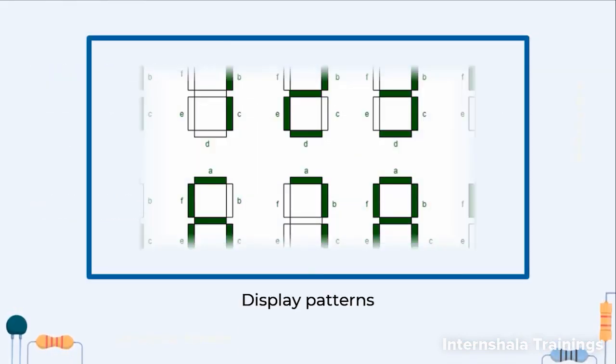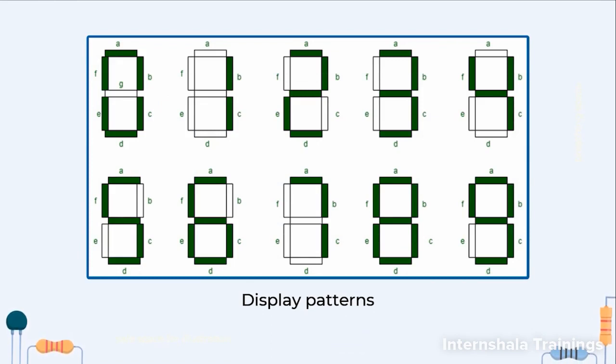But before that, let us have a look at the display patterns that can be generated using the 7 segment display. You can see that there are 7 LEDs, and if I switch on a few of them, we can generate numbers like 0, 1, 2, 3, 4, 5, 6, 7, 8, 9, and we can also display hexadecimal numbers A, B, C, D, E, F. So these patterns can be generated.